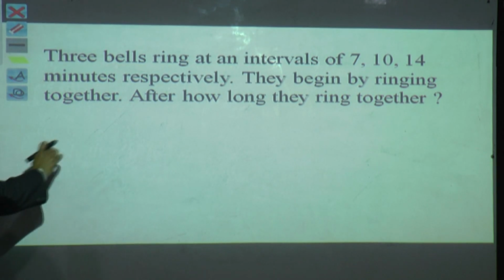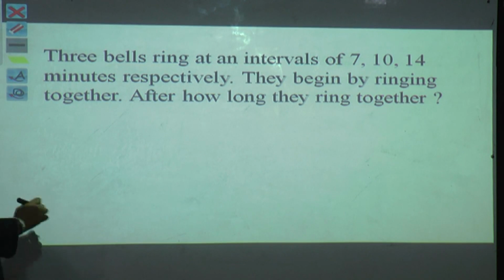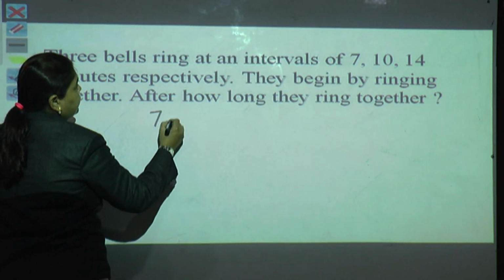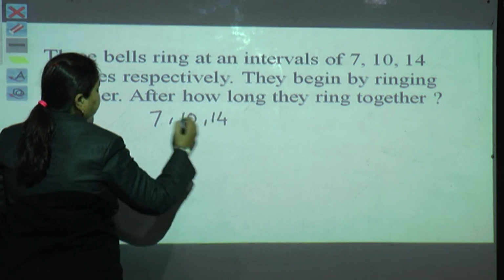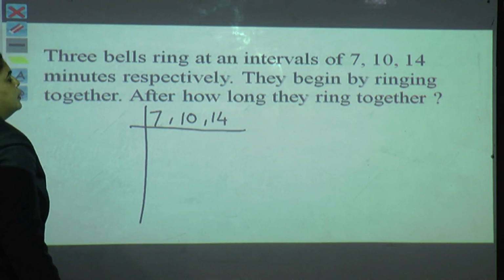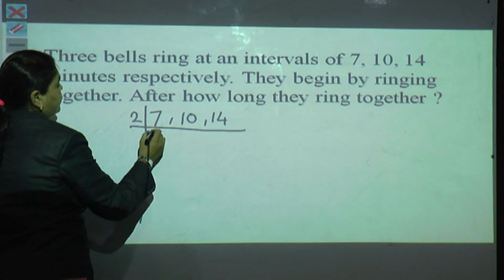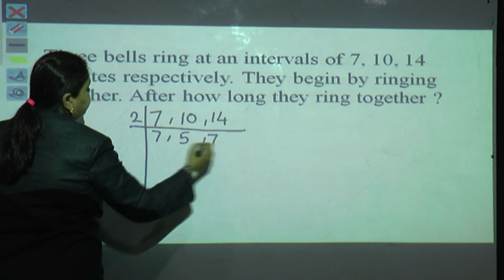So we have to find the LCM of this. You know how to find the LCM. So we will do the LCM here of 7, 10 and 14. We have 2 even numbers in the ones place, so we will start with 2. Write 7 as it is. 2 5s are 10 and 2 7s are 14.